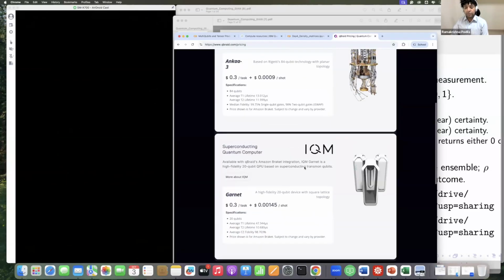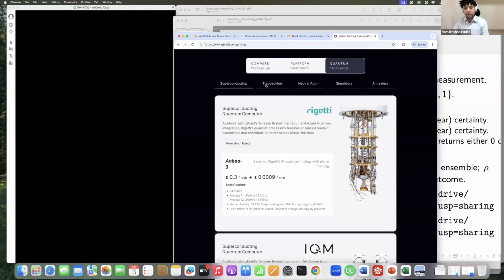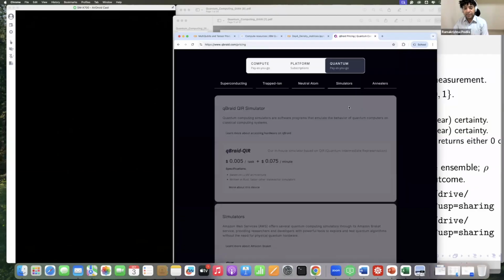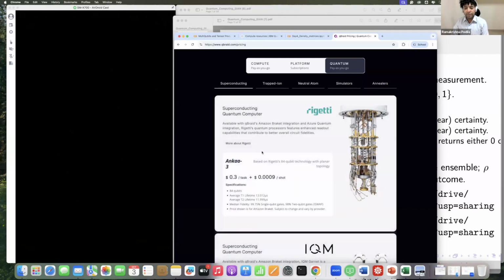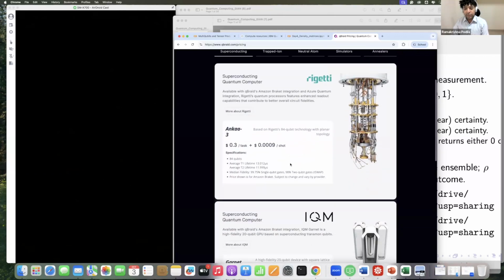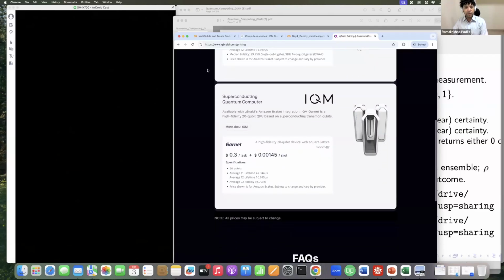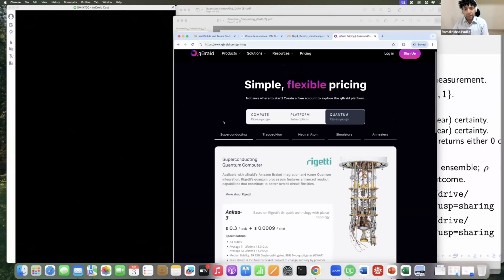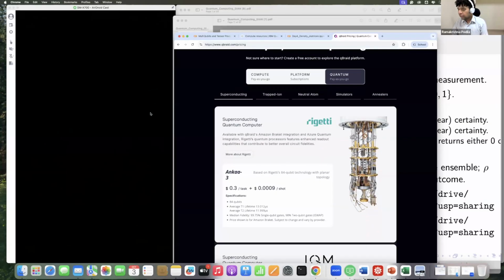So we will try to run. There are different quantum computers here. You can run it on trapped ion, neutral atom, and these are the simulators. You can read more about these. I think I bought some Qbraid tokens, so we'll try to use those tokens from Qbraid.